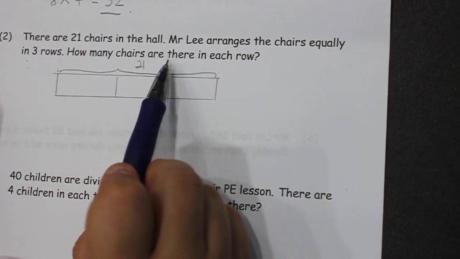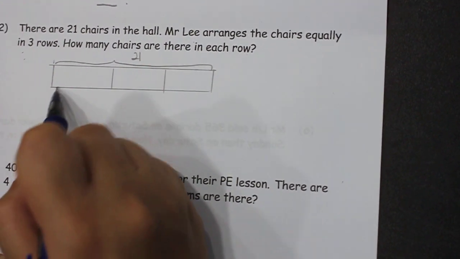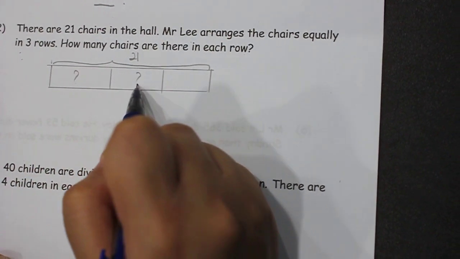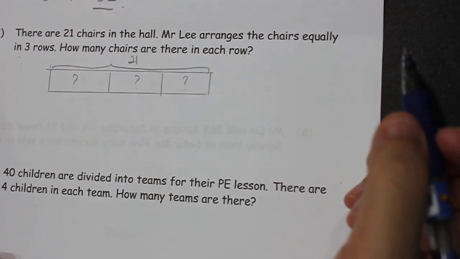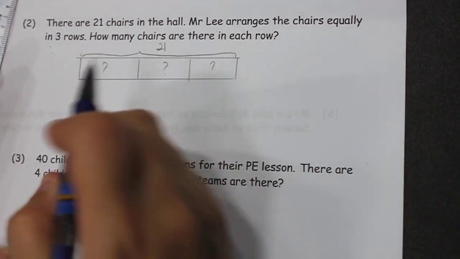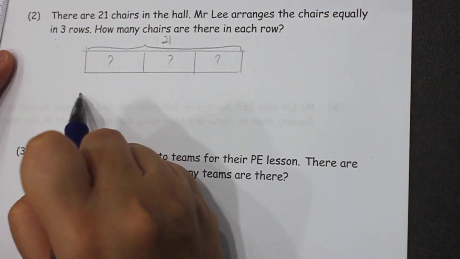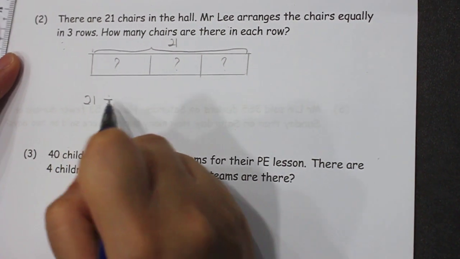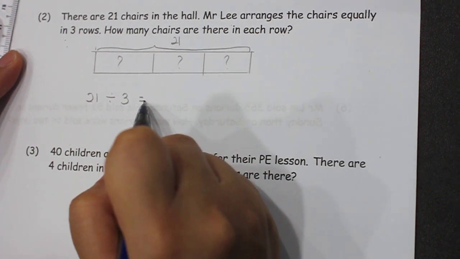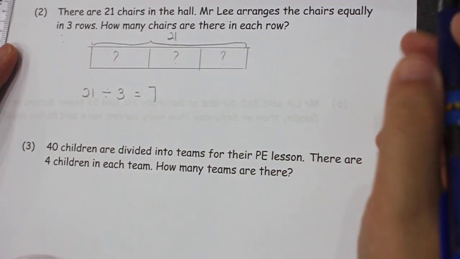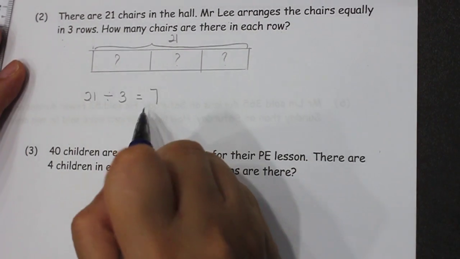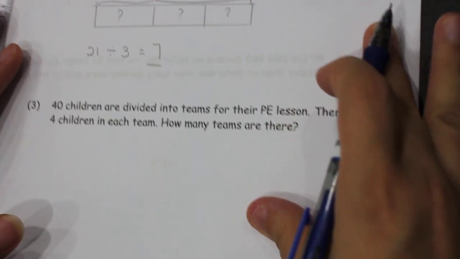How many chairs are there in each row? So we are going to find for each row how many chairs are there. So from this model, we know we have to divide. 21 chairs divided into 3 rows. We will get 7 chairs in each row. So the answer is 7.